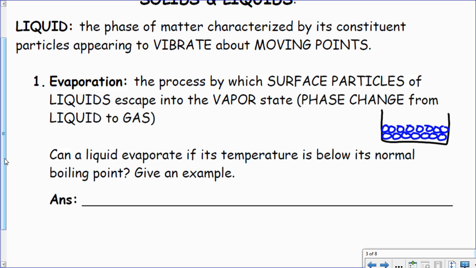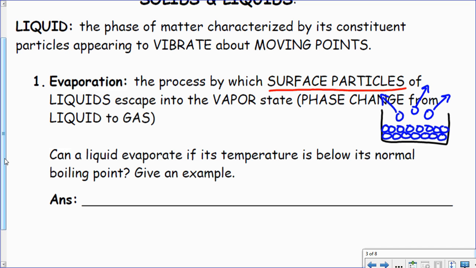Water evaporates, or particles evaporate, when these surface molecules zip up and go off into the atmosphere. So the action by which the particles on the surface turn into gases is evaporation. You can't evaporate from the bottom of a container. You can only evaporate from the top surface of the liquid. So it says surface particles. That's why it's important to note that.